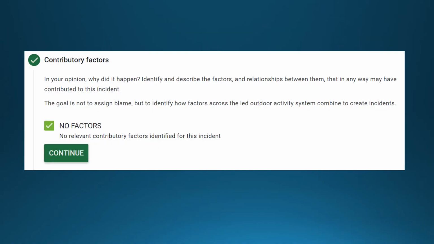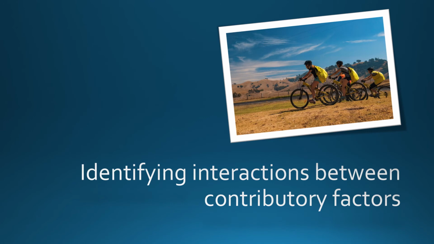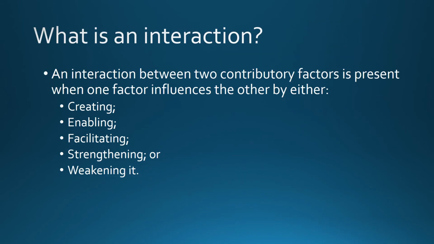If you do not believe that there were any relevant contributory factors associated with the incident, you can click on the No Factors button to continue to the next section. The Interactions section asks you to describe how the contributory factors that you have identified interact together to create LOA incidents. An interaction between two contributory factors is present when one factor influences the other by either creating, enabling, facilitating, strengthening, or weakening it. For example, an absence of training on how to demonstrate campcraft activities is related to the activity leader's poor demonstration of campcraft activity.